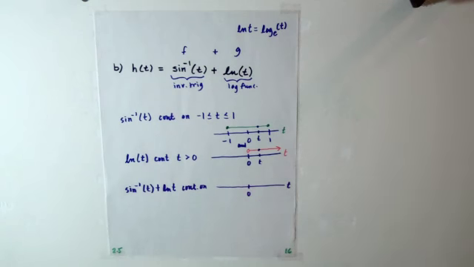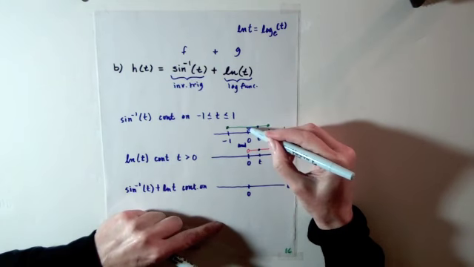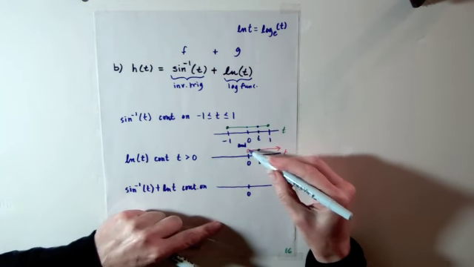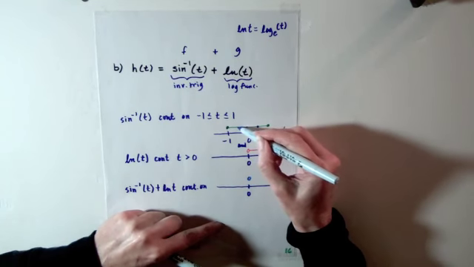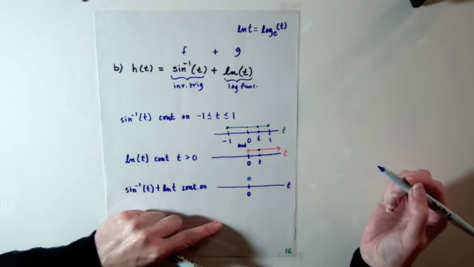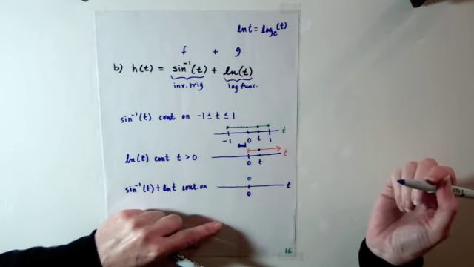And what is the overlap? Well, it looks like we can't have 0 because although 0 is in the green set, it is not in the red set since there's a hole in the graph here. So I can't have 0. I can't have any of these values between -1 and 0 because although they're in the green set, they are not also in the red set.